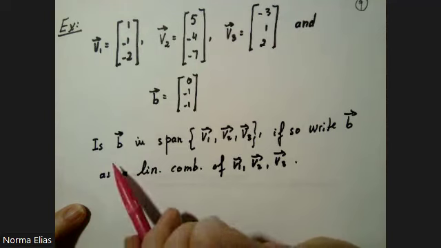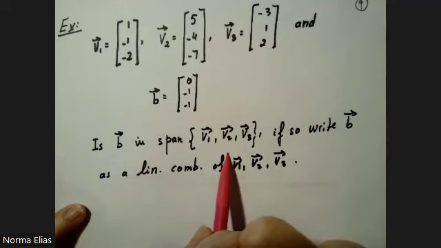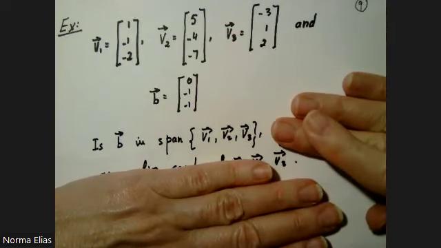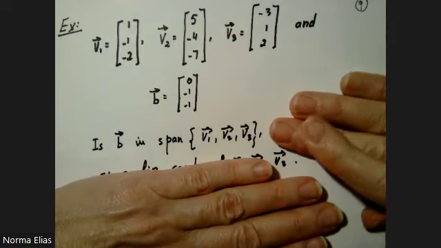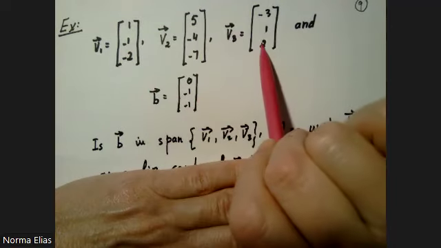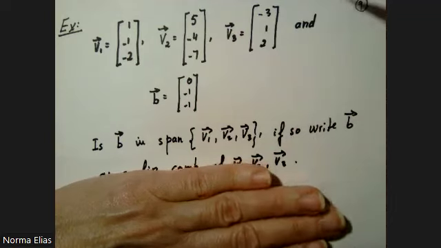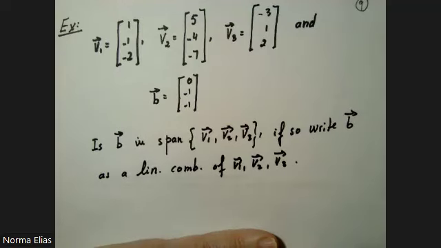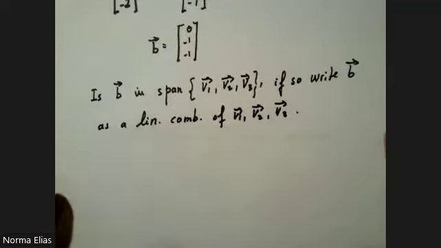The question is, is b in the span? It means we have to understand what this means. It means, can I get the vector b as a linear combination of those vectors? That's really what it is. And if so, write b as a linear combination. If you can't, you can't. All right, so let us answer this question.